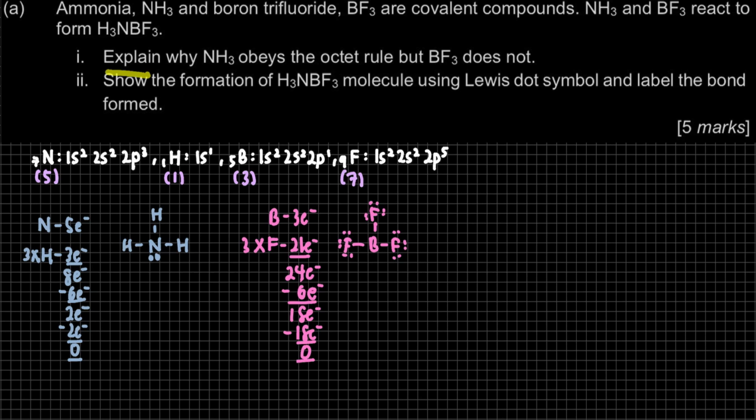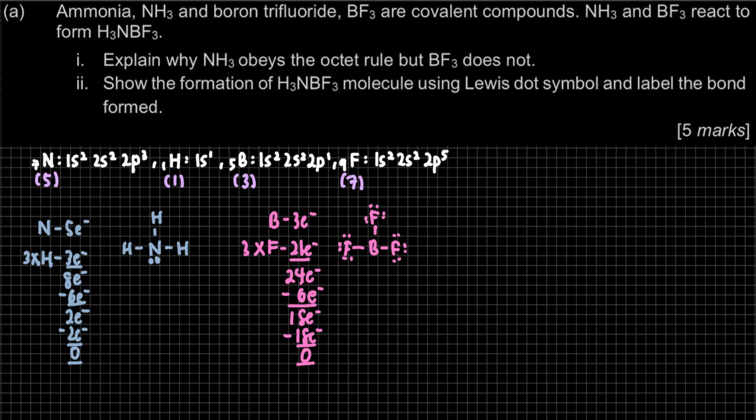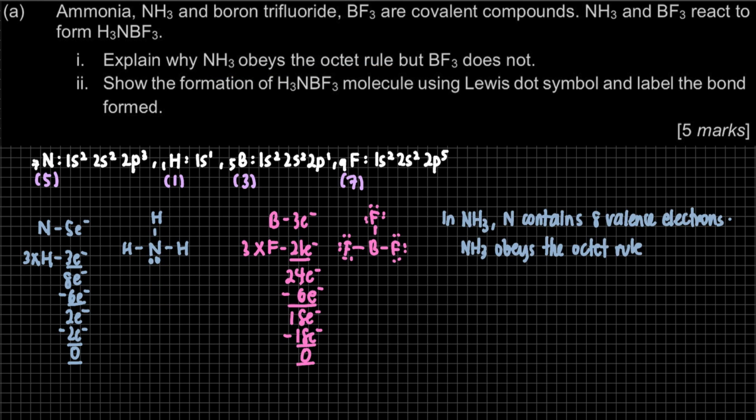The question asks to explain why. So first for our NH3, N has 1, 2, 3, 4, 5, 6, 7, 8. Here NH3 obeys the octet rule. So the first statement is about our NH3. We mentioned that in NH3, the nitrogen contains 8 valence electrons. Hence the NH3 obeys the octet rule. Okay, that is for the NH3.